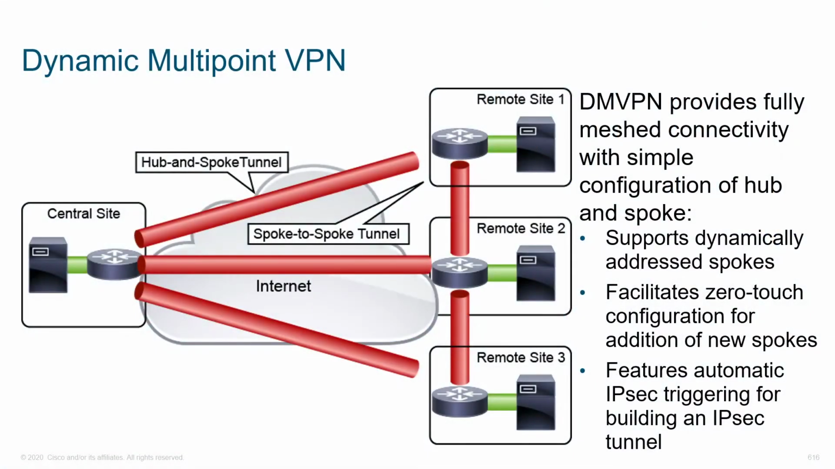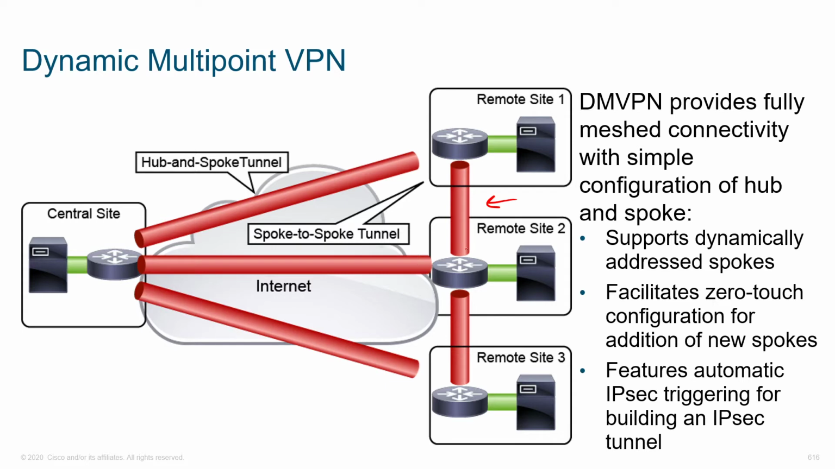Here we have dynamic multipoint VPN. This is a bit of a play off of that virtual tunnel interface. So with each of these topologies, we're basically just increasing the complexity a touch, but also enhancing our capabilities. We went from static tunnels to dynamic, meaning that we can leverage routing protocols, to DMVPN, which is going to give us the ability to dynamically construct these spoke-to-spoke tunnels.